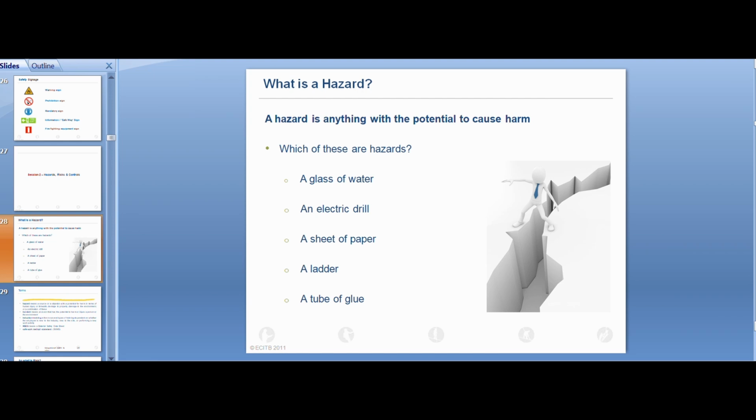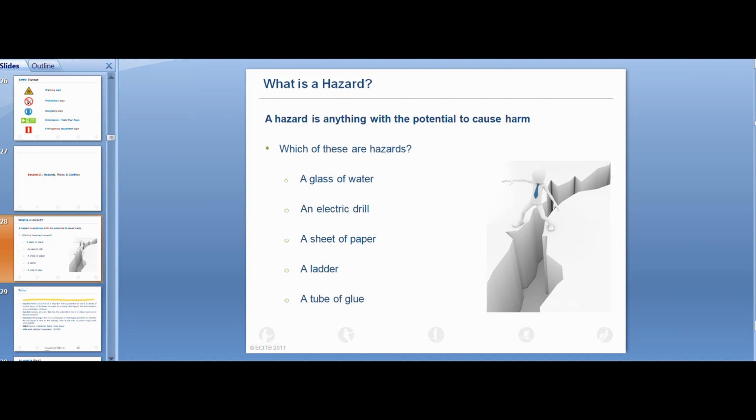Hazard. A hazard is anything with the potential to cause harm. Which of these are hazards? Even a glass of water is a hazard. Any electrical drill, sheet of paper, ladder, tube, glue.